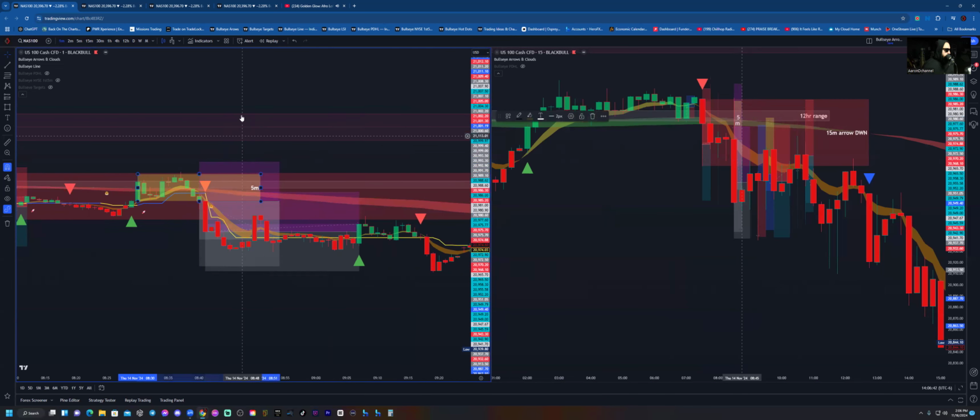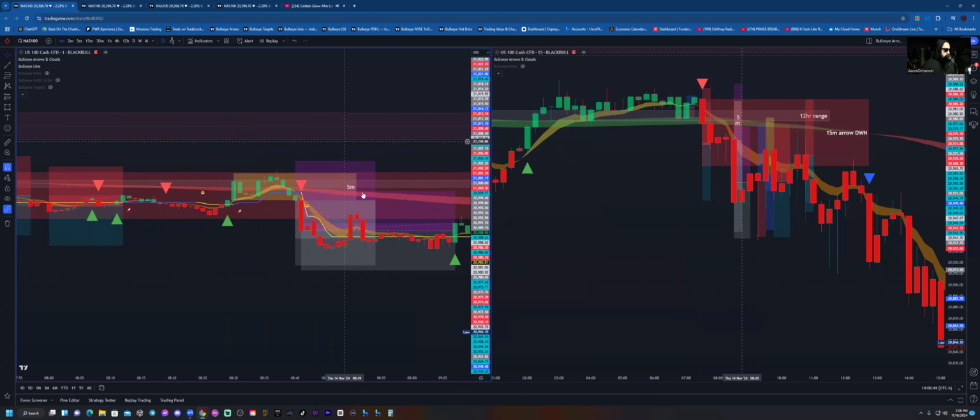What we took was a breakout down of the first 5-minute candle range, which I'm okay with taking because of the red arrow on 15-minute. I mean, look, that's all it is. We're just following the arrows, following the clouds. If we get a red arrow and that cloud is skinny on 15, I'm looking for a sell. That's easy.